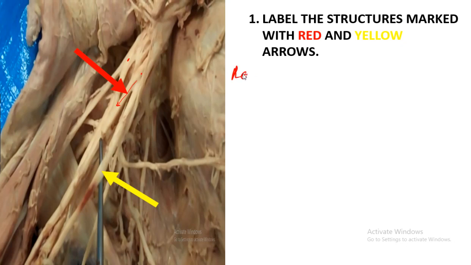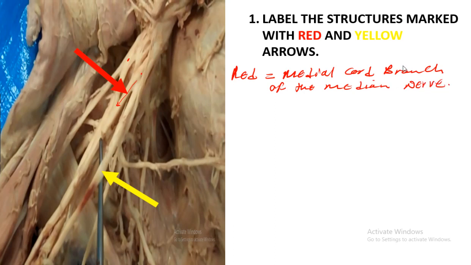So when you talk of the red guy there, it is the medial cord branch of the median nerve, all right, median nerve. The median nerve is an important nerve which will go up to the thumb and also innervate the muscles of the thumb, the muscles of the forearm, the muscles of the index finger, and many other muscles.